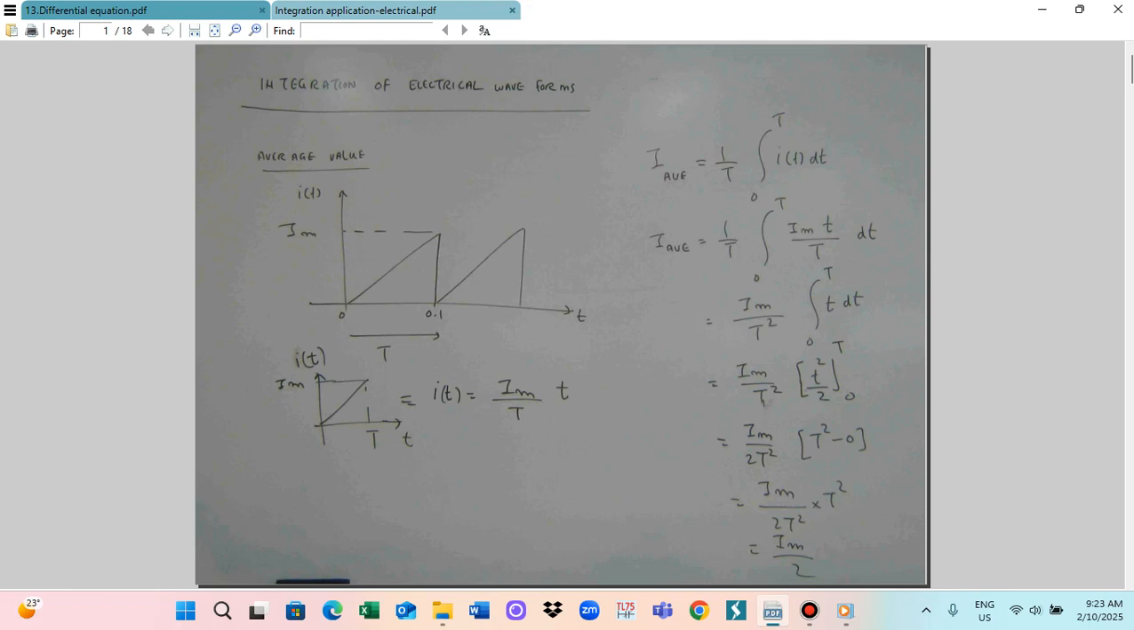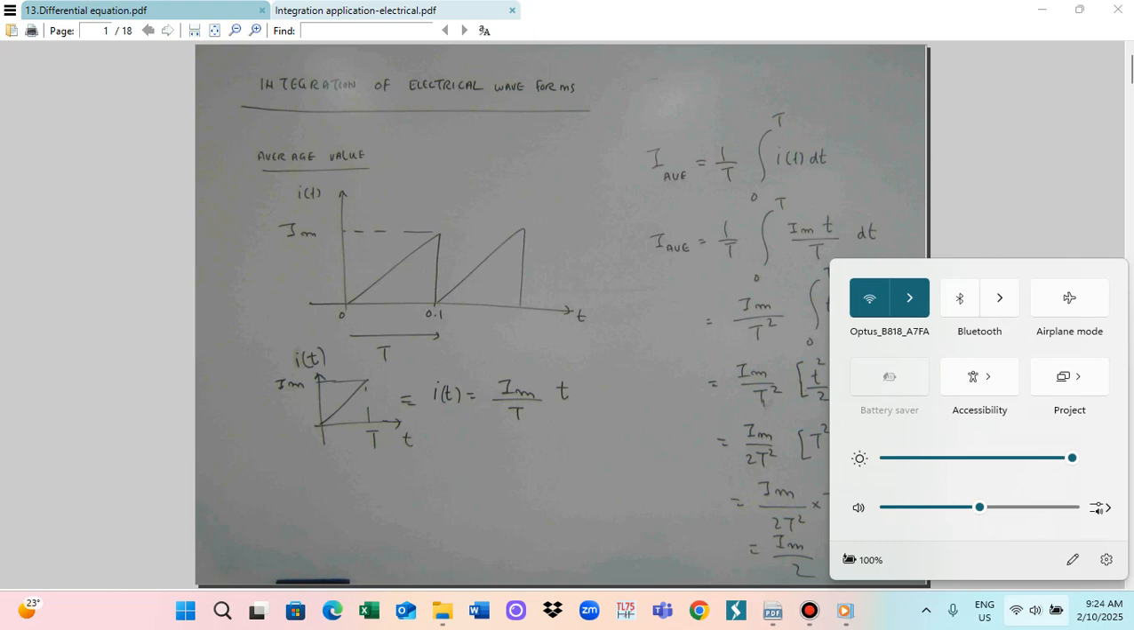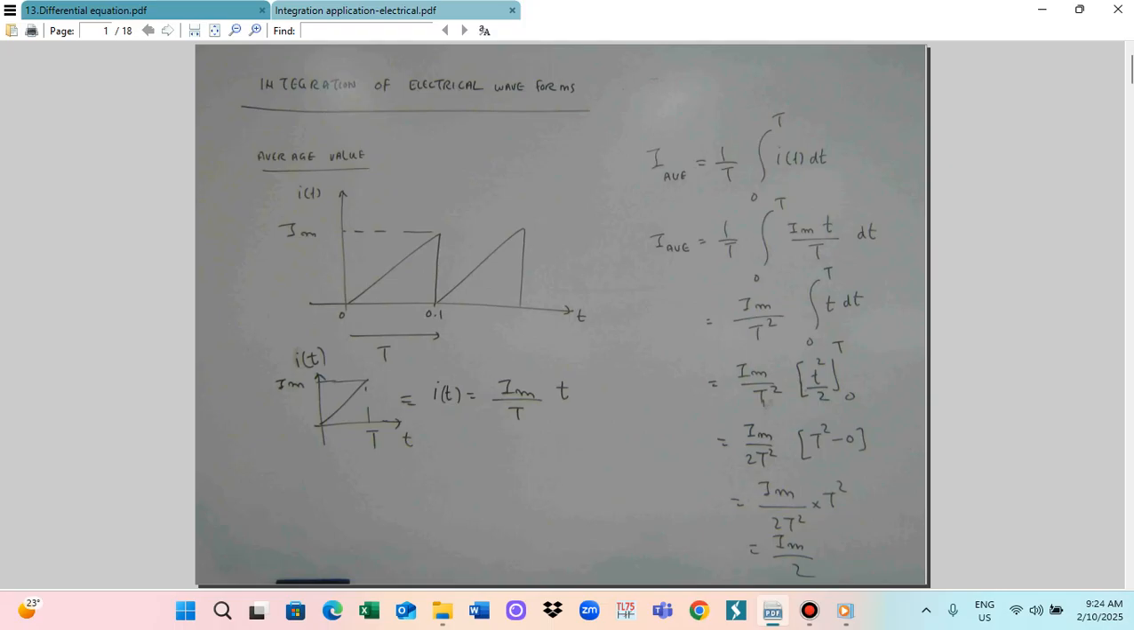The equation to find the average value is I average is equal to 1 by T integration 0 to T i(t) dt. So now we can substitute. The i(t) is equal to Im t divided by T. So we can find the I average: 1 by T integration 0 to T, and instead of i(t) you can substitute Im t by T into dt.